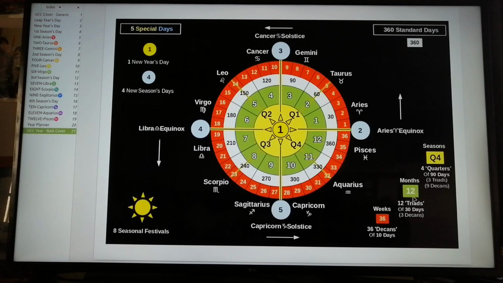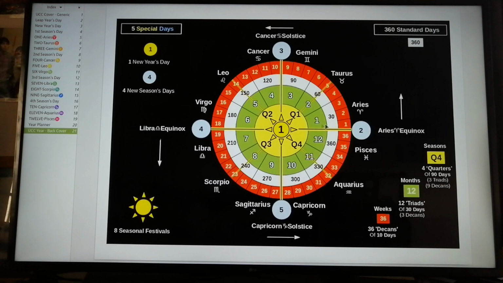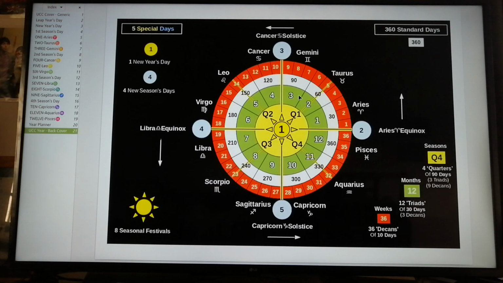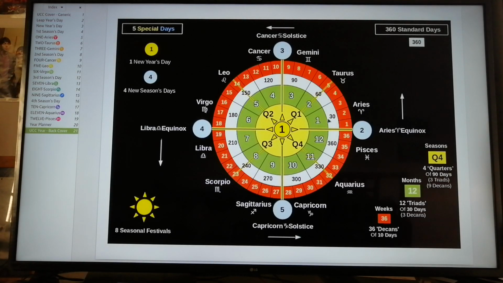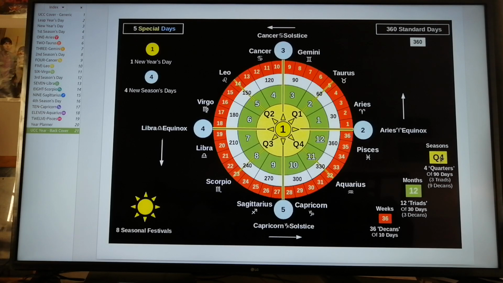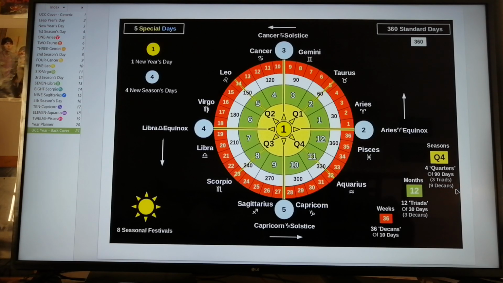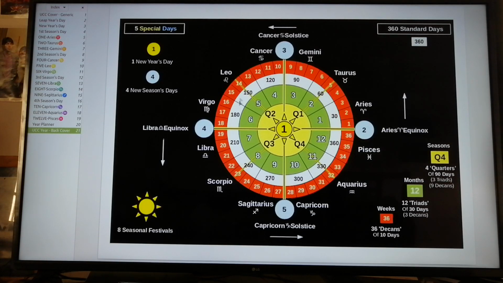And those are in 12 months, which are called triads. Triad means group of 3. So in each quarter season, there's 3 triad months, and each triad month has 3 10-day decans in it. So this is a group of 3 in each season, and then we've got 3 decans in each of the months. So that's why I call them triads. It means group of 3. Okay? And then you've got here the 4 quarter seasons of 90 days, which is 3 triads and 9 decans. All right, so that's the basic structure.